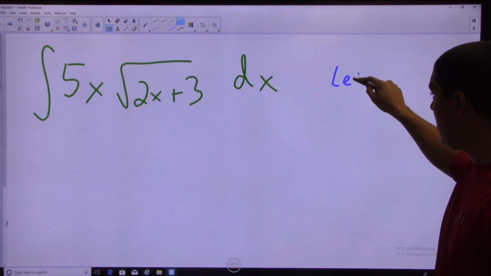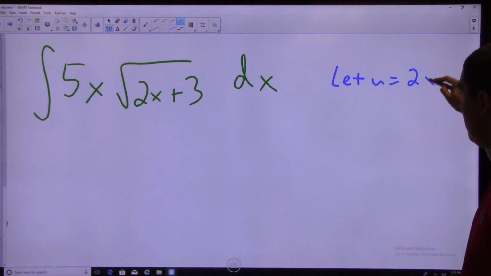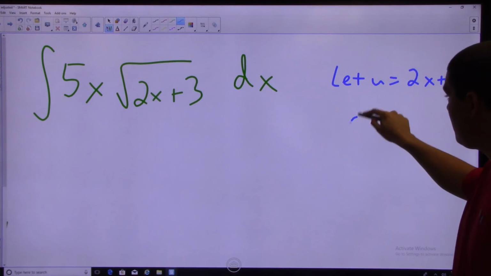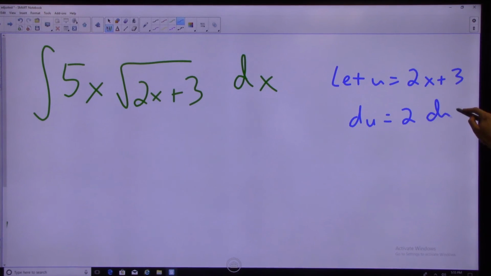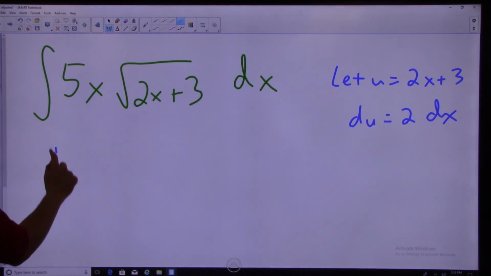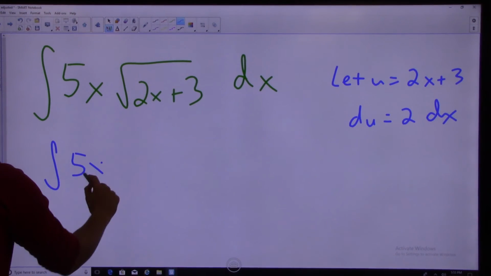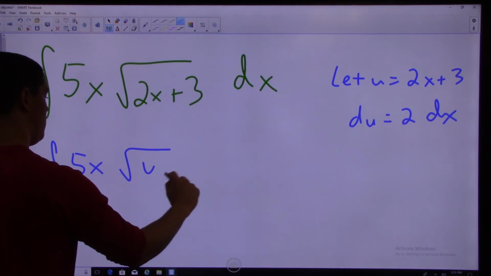We're going to let u equal 2x plus 3. So therefore du is going to be 2dx. Just take the derivative of that. The derivative of 2x plus 3 is 2. All right, so then what we would have is the integral of 5x times the square root of u dx.